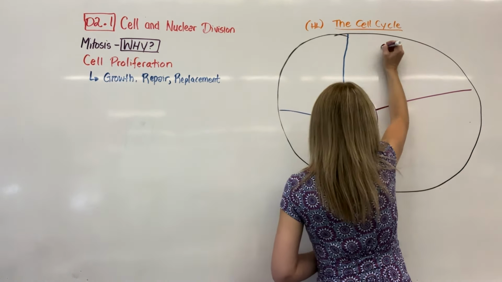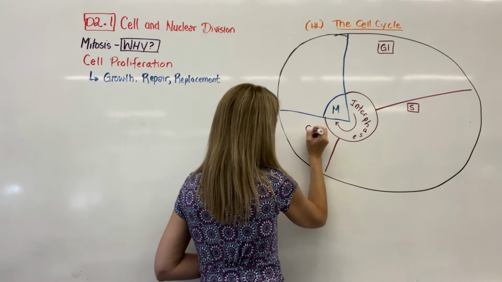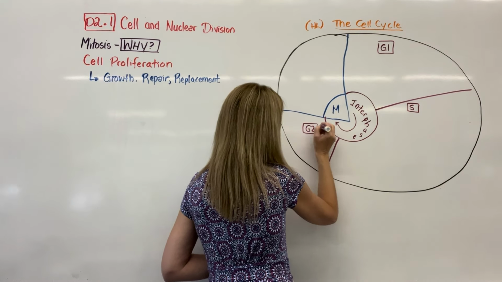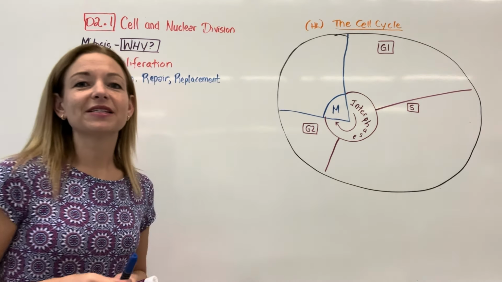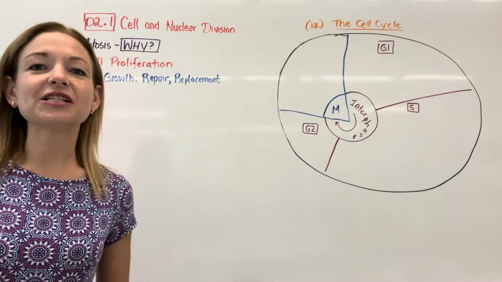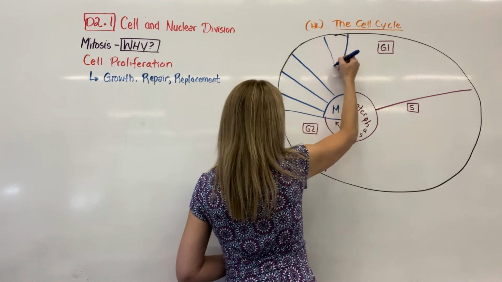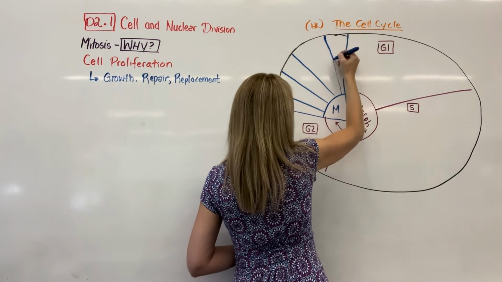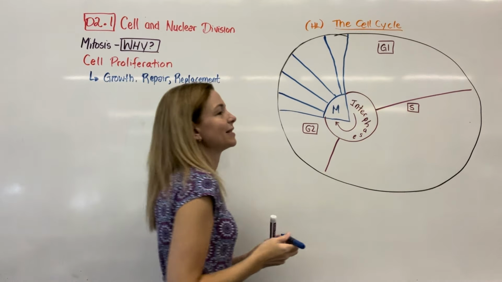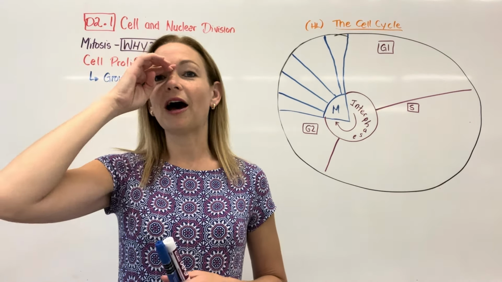So G1, G2. Then the actual stages of cell division consist of mitosis and then cytokinesis. So we have 4 stages of mitosis, 1, 2, 3, 4, plus cytokinesis. So that's the cell division component of it.